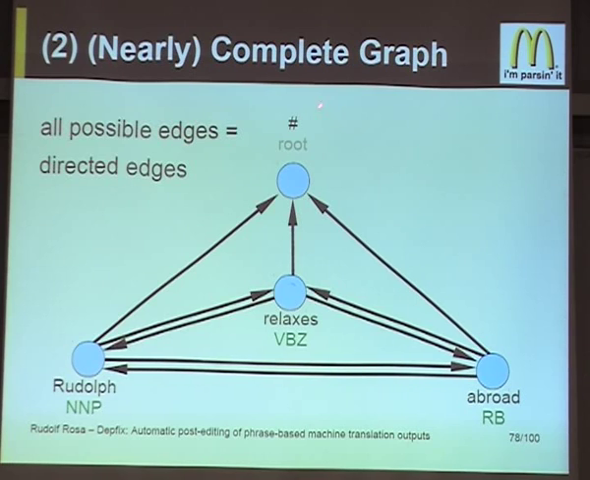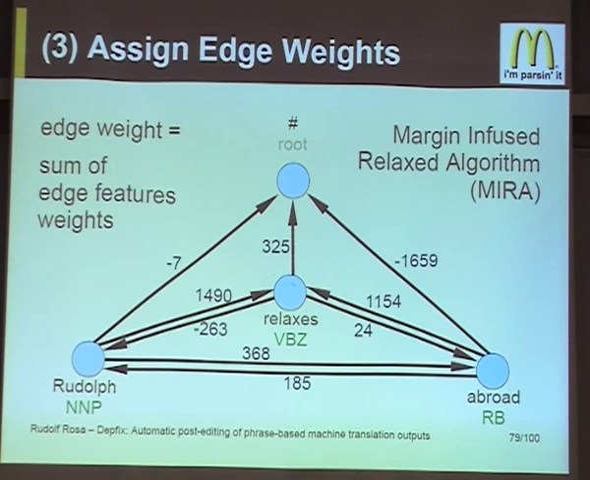So what the parser does is that it adds there all possible edges. So it's a nearly complete graph, only the root is always the root, so there are no edges going from the root. And the idea is that the dependency tree of the sentence will be a subgraph of this graph. Then it assigns some weights to the edges.